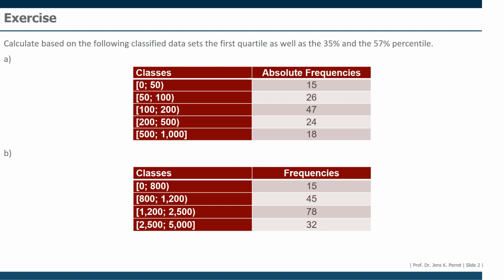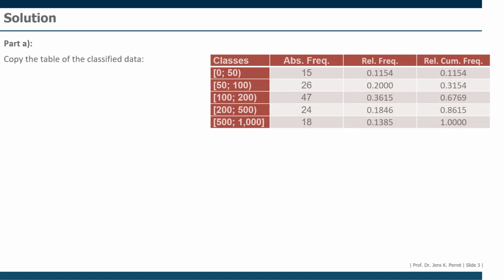So let's consider the first data set. I'm just going to copy this again up here. If we're going to work with classified data, and we have to calculate something related to quantiles or quartiles or percentiles, in the first step, we're going to need the relatively accumulated frequencies. Because if we start with the first quartile, that is the 25% percentile. So we're going to check at which point the relative accumulated frequency becomes larger than 25%.